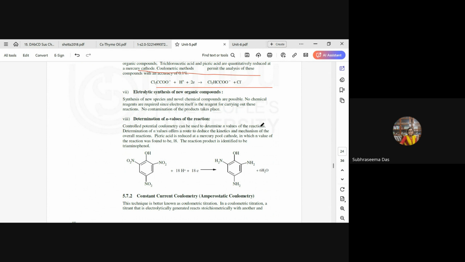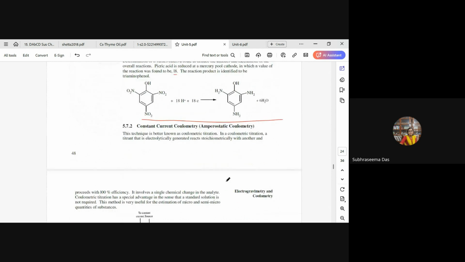Then determination of n values. The n value offers a route to understand the kinetics and mechanisms of the reaction. Now, picric acid is reduced at a mercury cathode, for which the n value has been found to be 18. Thus, the reaction can be identified like this. So once we know the n value from coulometry, we can also predict the reaction kinetics and mechanism. So, these are some of the applications of controlled potential electrolysis.